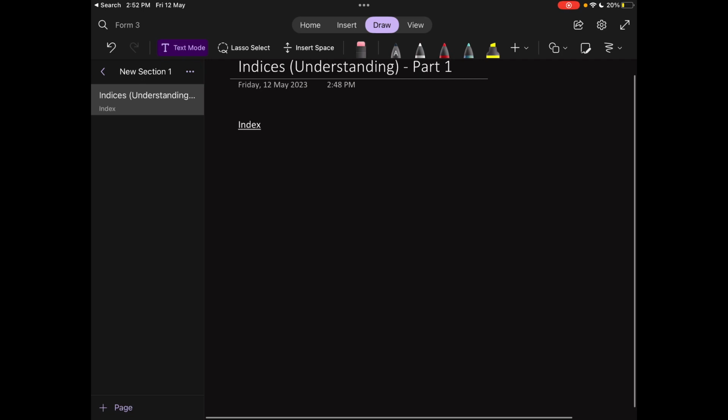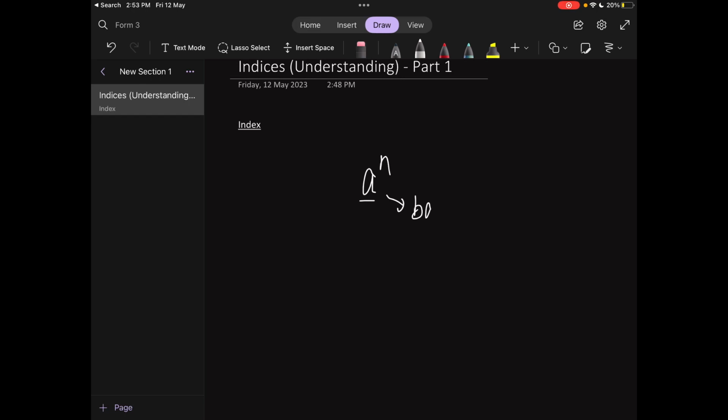Given a to the power of n, this is an example of an index notation. This a stands for the base, and this n stands for the index, or we may also know it by the name of power. Usually we say this as a to the power of n. By the way, this index can also be called an exponent.